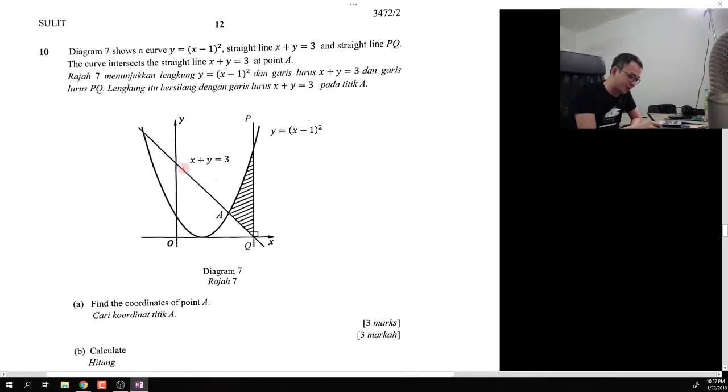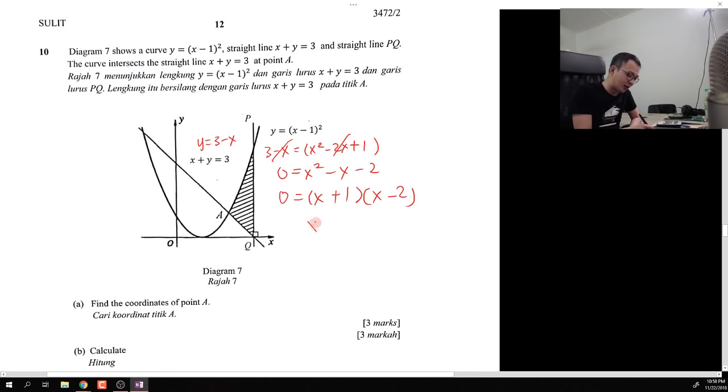So I will sub my y, which equals 3 minus x, into here. So 3 minus x equals x squared minus 2x plus 1. Alright, then I make it 0. Then x squared minus x minus 2. Then I factorize this one. I should have 2 and 1, with minus and plus. So I will have x equals -1 or x equals 2.